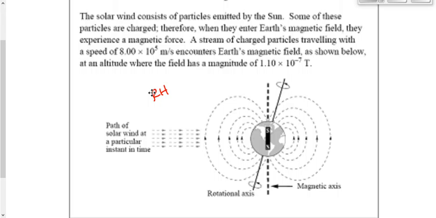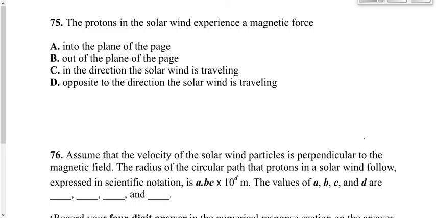Since it's protons, we're going to say right hand rule for deflection. Thumb in the direction of the particles, which is to the right. Fingers in the direction of the magnetic field, which at that point is toward the top of the page. Palm's going to point out of the page. So my answer for question number 75 is out of the page, B. I'd like you to take a look at 76 as well.